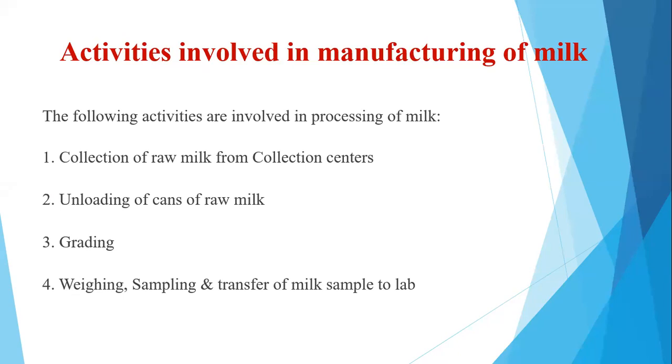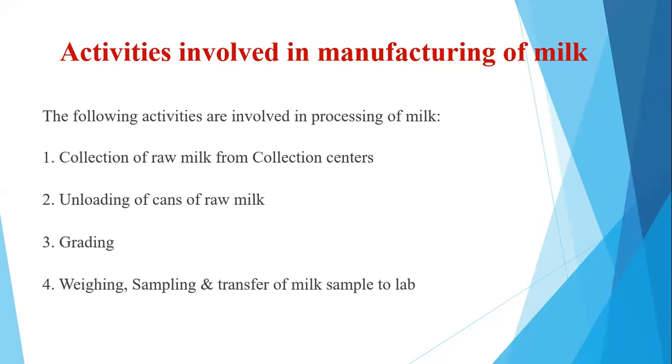So first is collection of raw milk from the collection centers. Now here it means collection centers that we speak about. It's with respect to the district cooperative societies that we are speaking about from the perspective of a cooperative dairy, okay, where milk is collected from different districts, okay, in cans, and these cans are then brought to the dairy. Then the next process or next activity will be unloading of the cans of raw milk.